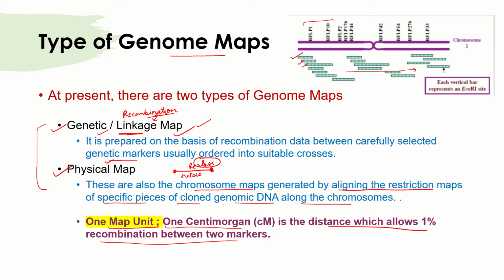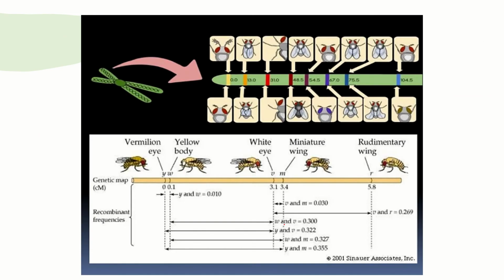That is the genetic or linkage map. It means if there is 1% recombination frequency between two genes, then the gap between them is considered 1 centimorgan, which is called 1 map unit. If it is 5%, it will be 5 centimorgan or 5 map units. So the number is always related to the percent recombination frequency of those two genes or markers, whatever sequence we are selecting markers.